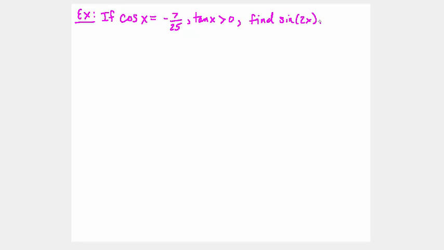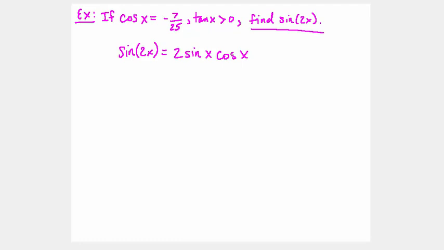Here it is. It says if cosine of x is equal to negative 7 over 25, and tangent of x is positive, or greater than 0, find sine of 2x. Alright, so we're going to focus on the goal, the result that we're looking for, which is sine of 2x. And observe that that's a double angle, and we know a formula for that by now. So I'm going to write this out to start and say that sine of 2x, which is what we're trying to find here, we know that's equivalent to 2 sine of x cosine of x. So that's just using our identity directly. Sine of 2x is equal to 2 sine x cosine x.